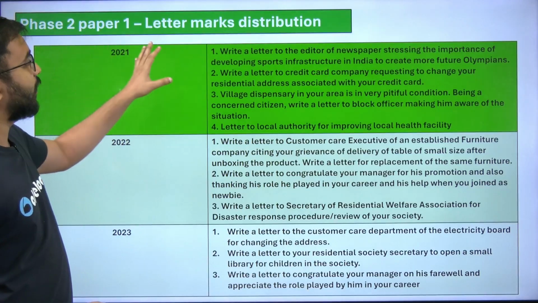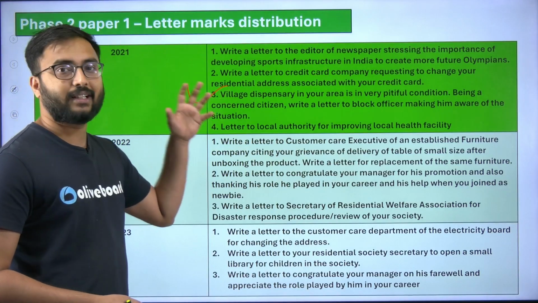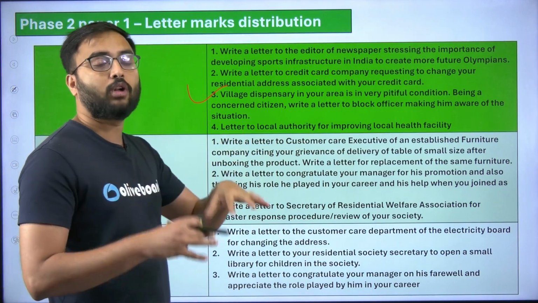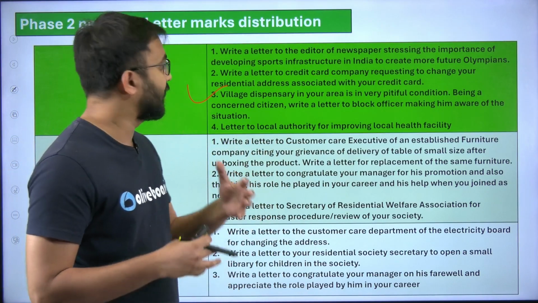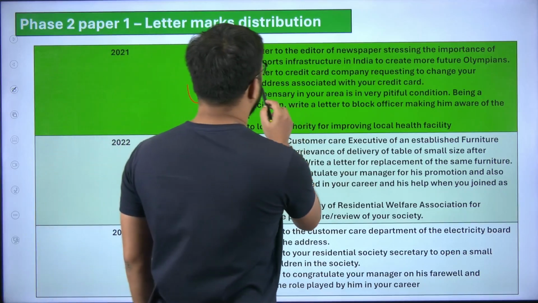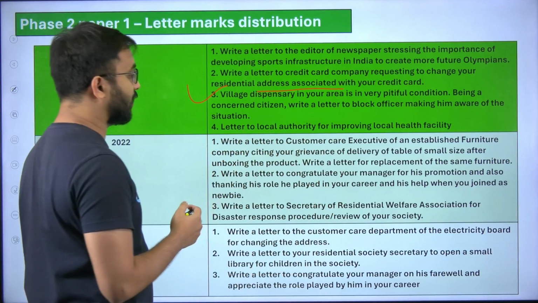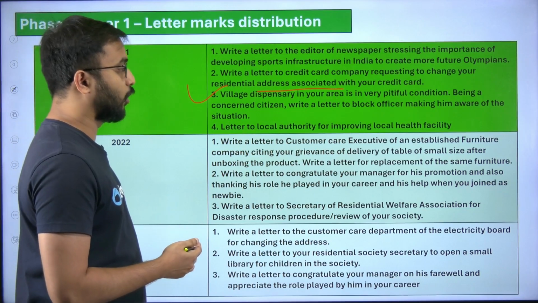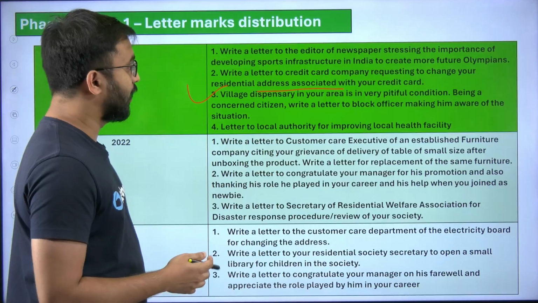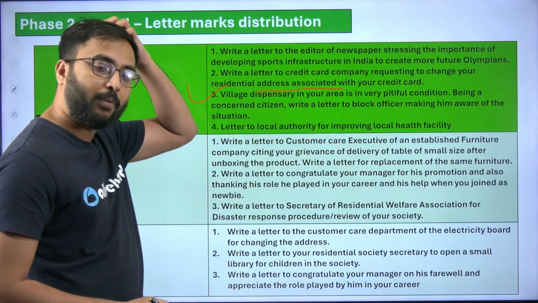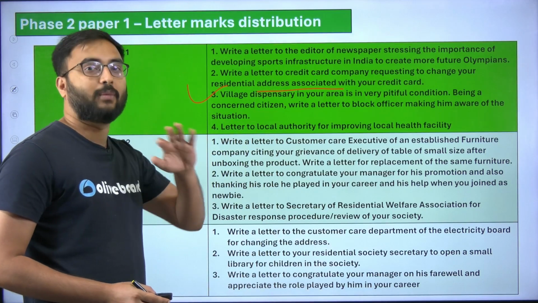Then letter writing. When we are talking about 2021, letter writing was obvious and more informal letters were asked. Informal in the sense, write a letter to change the address, or write a letter to the local authority for improving a local health facility. More of these letters, whatever topics were there, were informal in nature.